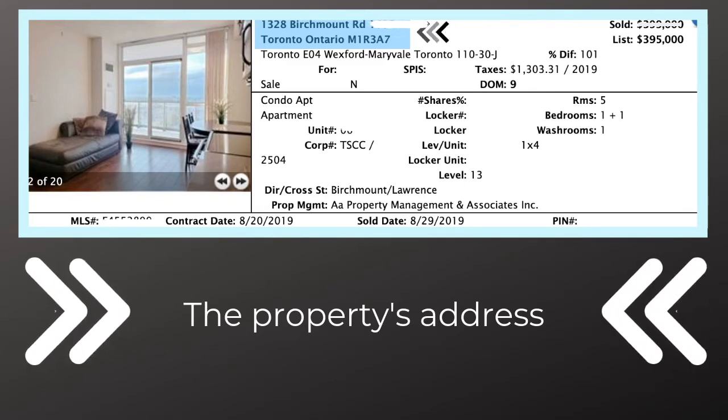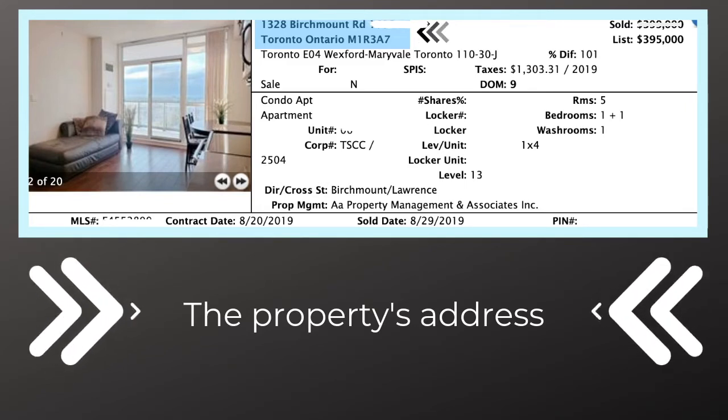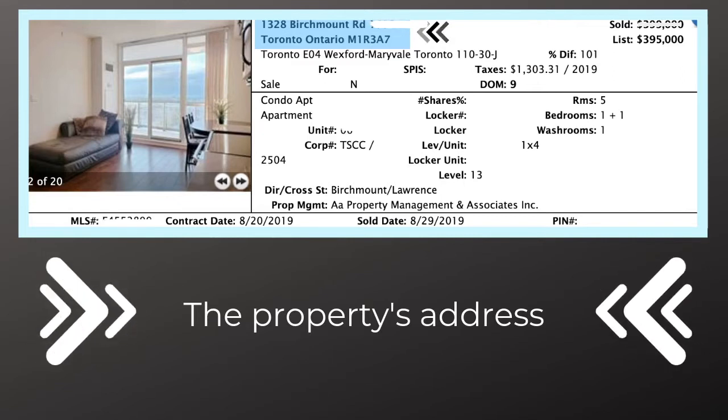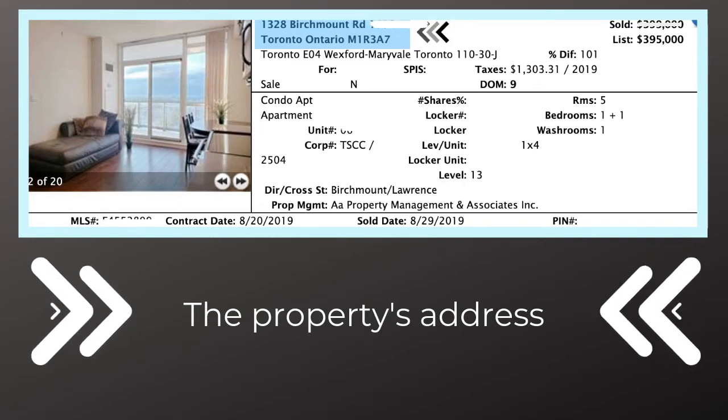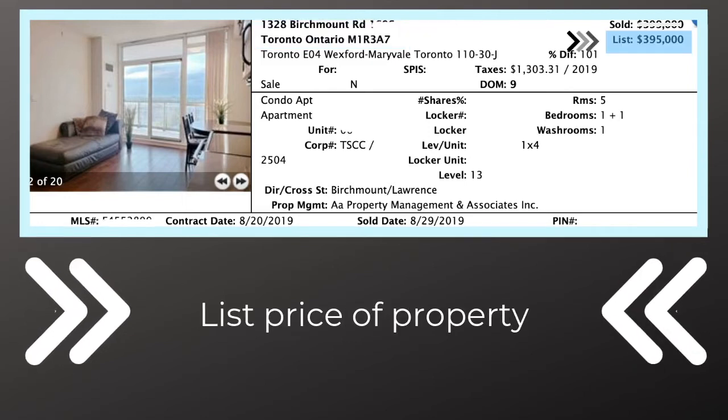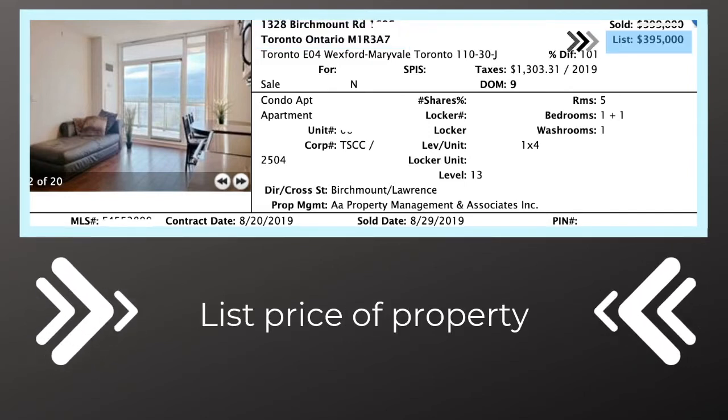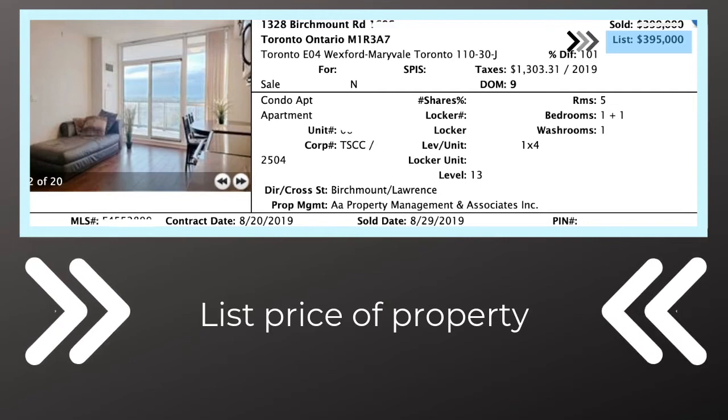So the first one is going to be the actual street address, and if there's a unit number, it'll be on the right hand side. Below that will be the city, the province, and then the postal code. On the right corner, we have the list price, which is the exact price that it was listed on MLS.